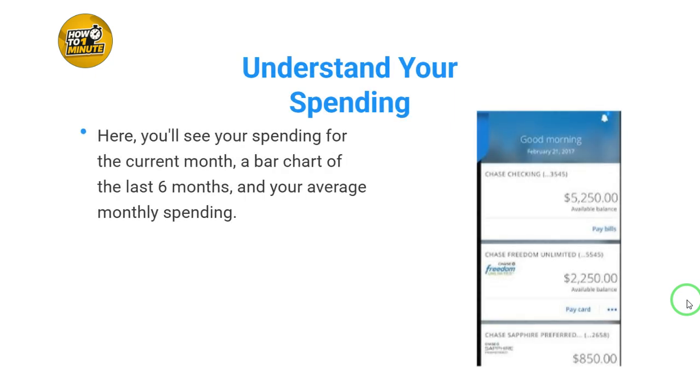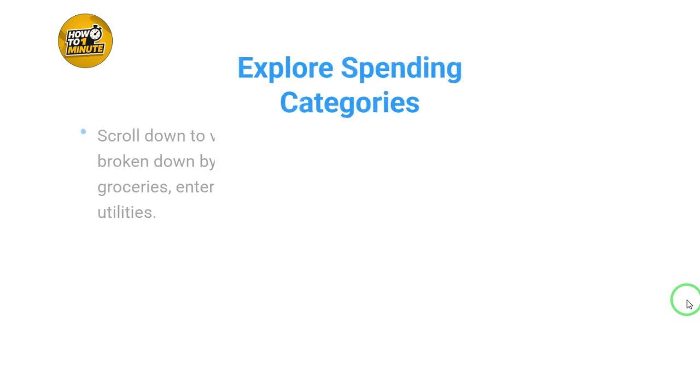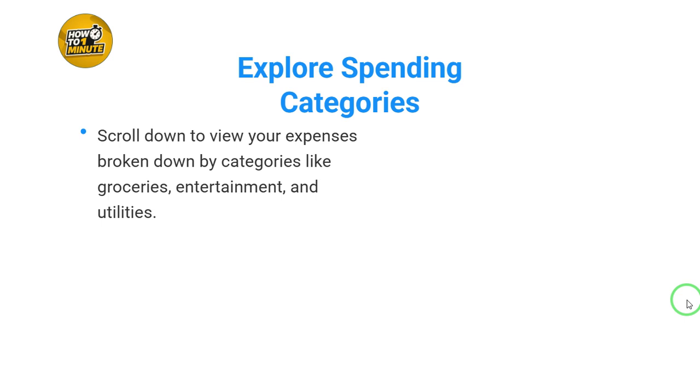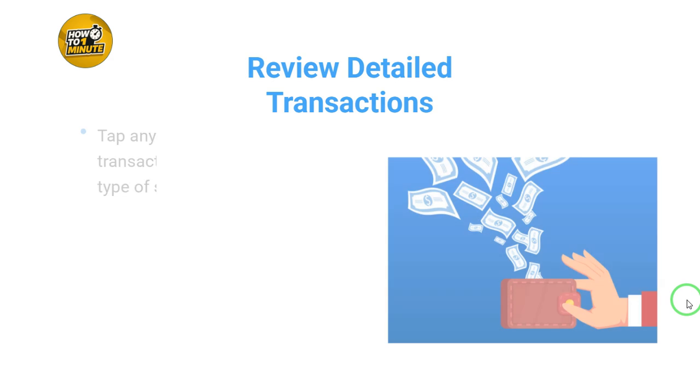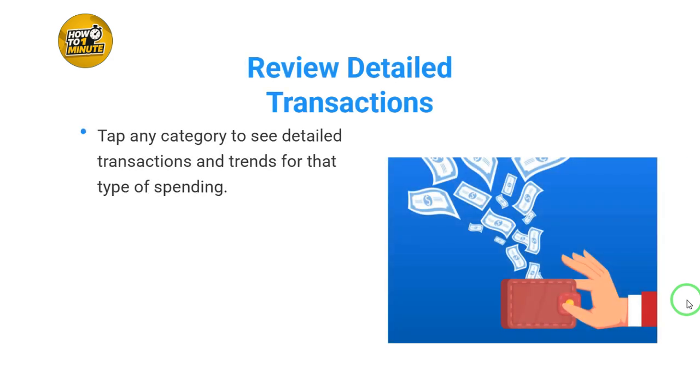Here, you'll see your spending for the current month, a bar chart of the last 6 months, and your average monthly spending. Scroll down to view your expenses broken down by categories like groceries, entertainment, and utilities. Tap any category to see detailed transactions and trends for that type of spending.